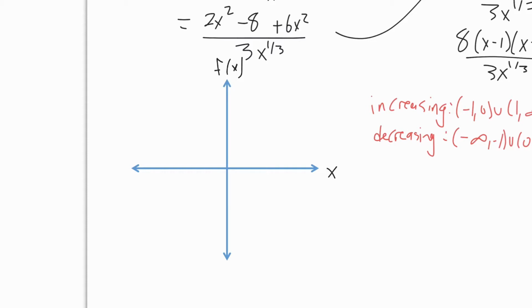We've got a point at 0, 0. We've got a point at 1 and negative 1. So 1, or sorry, 1 and negative 3. This is 1, this is negative 3. Then we've got a point over at negative 1 and negative 3.